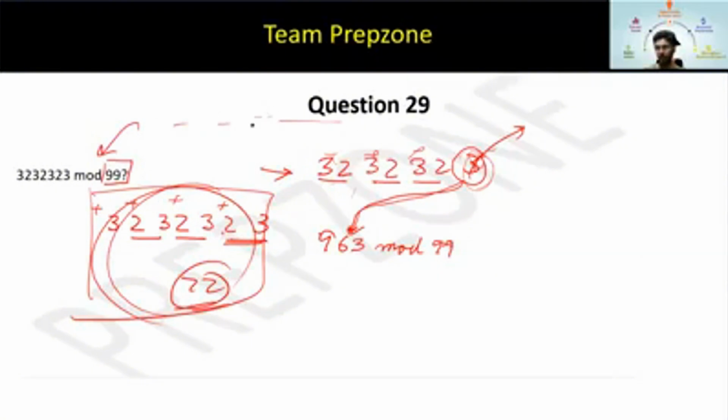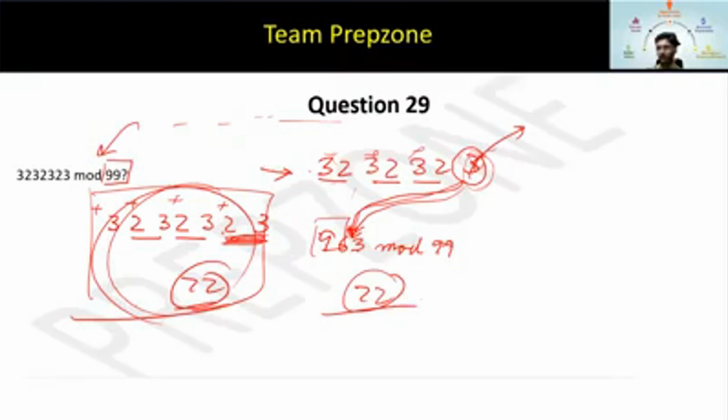And do check it. I've explained the concept from the right hand side. Check the concept from the left hand side. Similar concept. Just add these numbers. You will get 96. Place 3 here. You will get 963. Okay. And now you can simply again find the remainder. The answer will be 72. Okay.